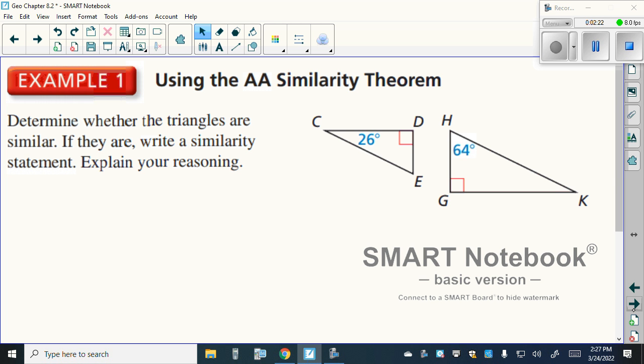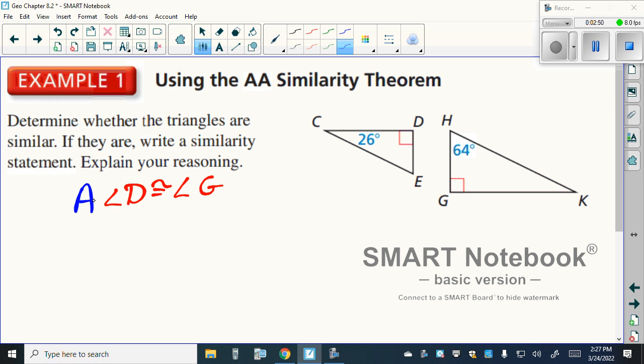Now, looking at these two triangles here, we have EDC and HGK. We do see that one set of angles are congruent. And the set of angles that are congruent are going to be angle D is congruent to angle G, because they are both 90. And that would be one set of angles. So having those two congruent gives us one set of angles that we need. Now all we need is another angle.